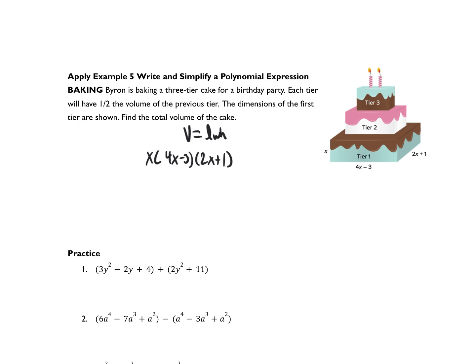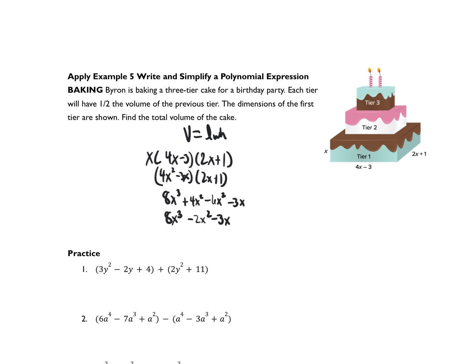So, when I am wanting to multiply this, I'm going to distribute the x to the 4x minus 3 to make that 4x squared minus 3x. And now I can FOIL. 4x squared times 2x is 8x cubed. 4x squared times 1 is 4x squared. Negative 3x times 2x is negative 6x squared. And then negative 3x times 1 is negative 3x. Combine like terms here in the middle. I get 8x cubed minus 2x squared minus 3x. So that gives me the volume of tier 1.